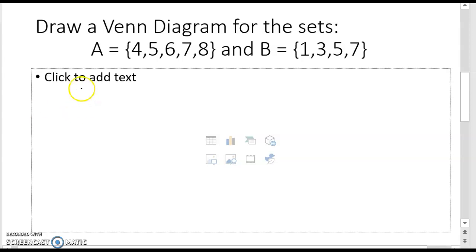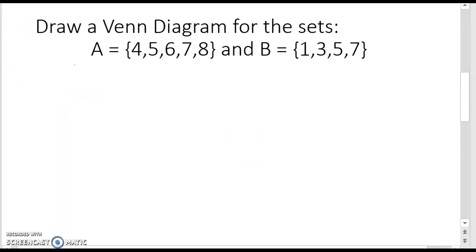So maybe I should get rid of this. Okay, so we're going to draw a Venn diagram for these two sets. So we have set A, which represents the numbers 4, 5, 6, 7, and 8. And then we have set B that represents the numbers 1, 3, 5, and 7. So the first thing that I want to draw your attention to is that we have some overlap, right? 5 and 7 are located in both sets.